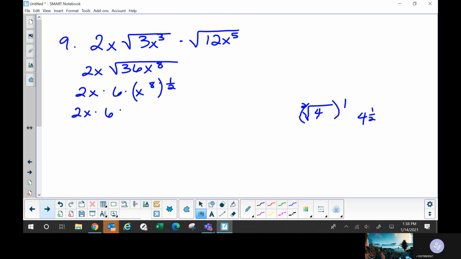You're going to multiply 8 times 1/2. You get 8/2, which is just 4. Okay, so we have x to the 4th power. Okay, so now you can multiply this out. 2 times 6 is 12. X to the 1st power times x to the 4th power, add those exponents. 1 plus 4 is 5. So your final answer is 12x to the 5th.